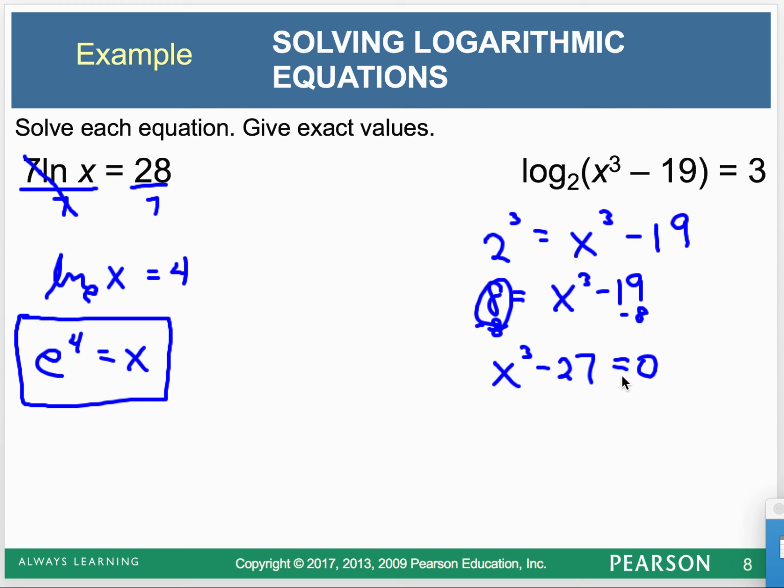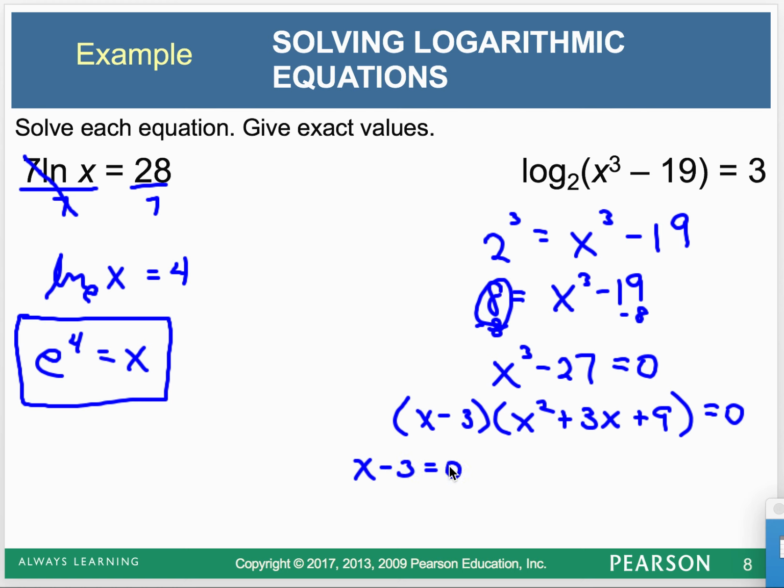equals 0. This is the difference of cubes, so I got to know how to factor. Cube root of each term, square this one, multiply them together, square the last one, same, opposite, always positive, got to be able to factor. So we've got x minus 3 equals 0, so x equals 3. Now don't forget, I got to check that answer before I box it. So 3 cubed is 27, minus 19, that's positive, so that's fine.